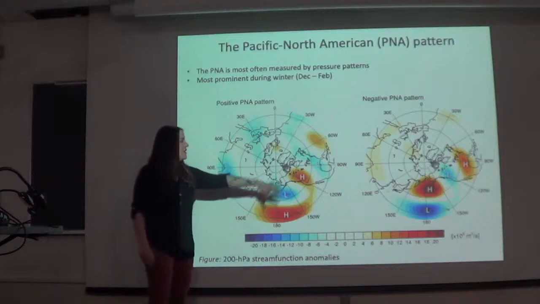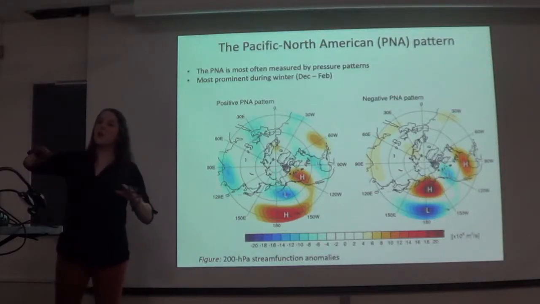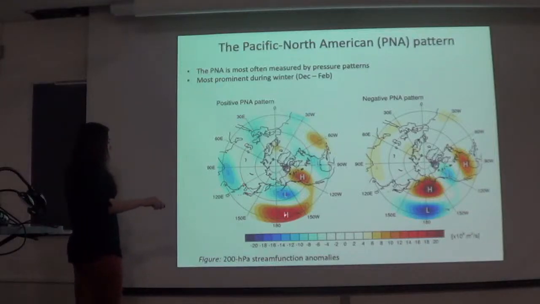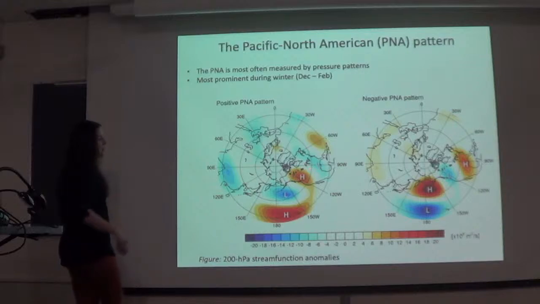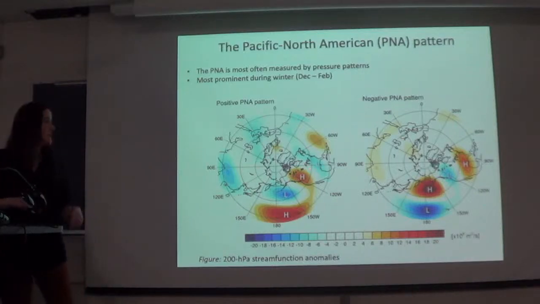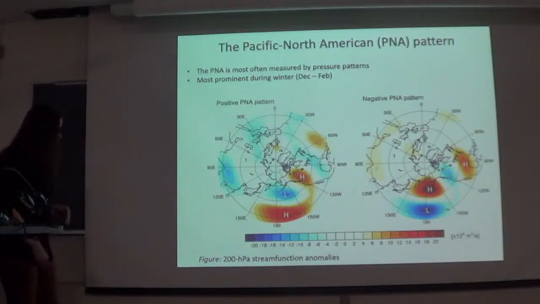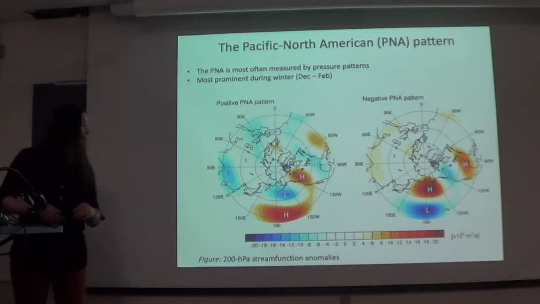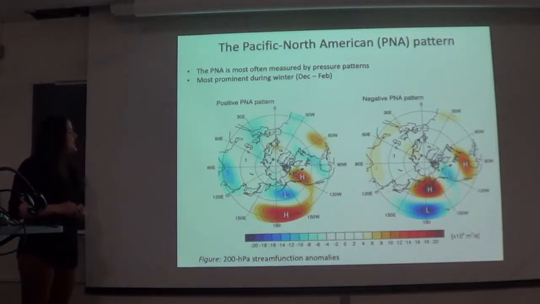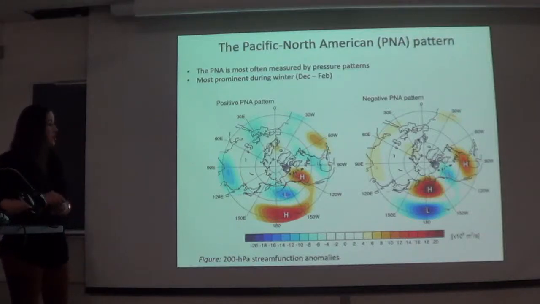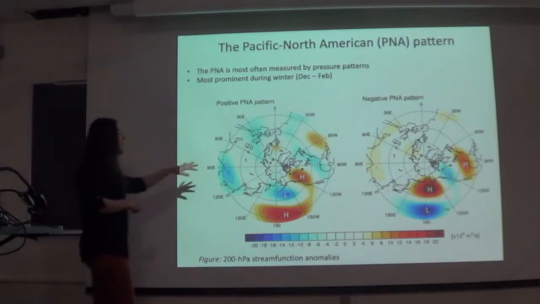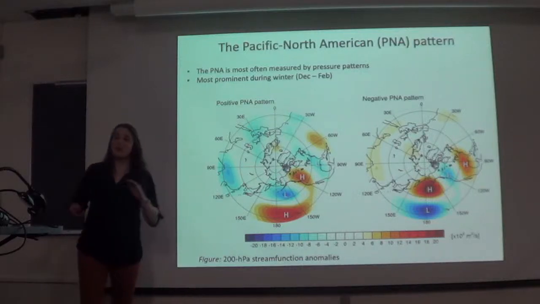So the PNA pattern is often thought of as this pressure quadrupole, this wave train that you see here. So in the positive phase we have this high, low, low. And then during the negative phase we see something very similar but of the opposite sign. Now this pattern is most prominent during our winter time, so December through February. And what you'll notice is that over North America, we get some anomalies that are very similar, but of the opposite sign between these two phases. So not surprisingly, depending on the phase, the PNA pattern will have opposite impacts.